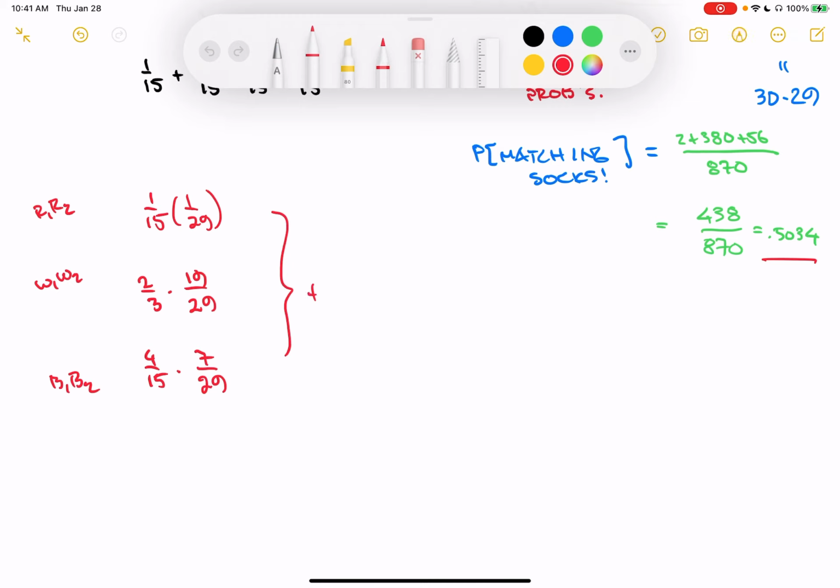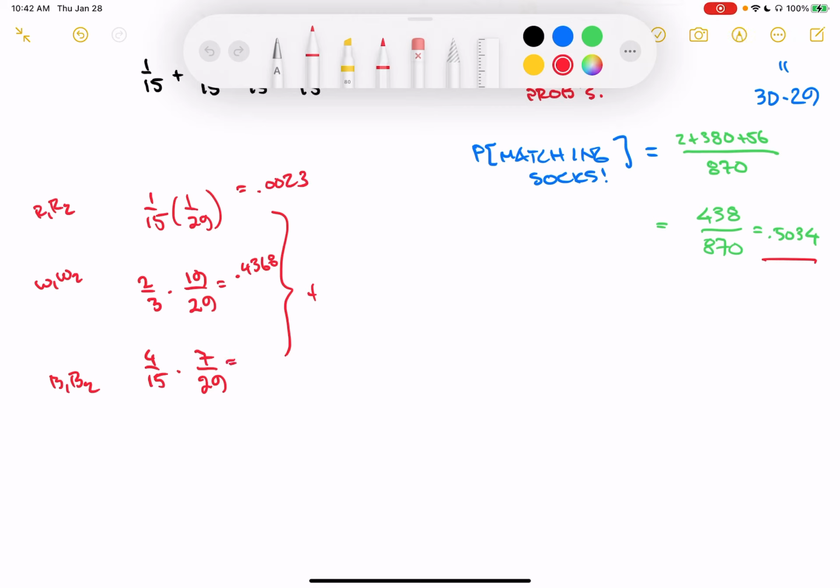If you sum those numbers up, I'm going to just carry it out on my calculator so that we can see this. So I'm going to take the first number, that's 1 over 15, and I'm going to take 1 over 29, and multiply them together. And this first one is like 0.0023. Very unlikely I'm going to get a pair of red matching socks. The next one, I'm going to have something like 2/3, and then I'm going to take 19/29, and multiply those together, and that's something like 0.4368. So pretty high likelihood of the white white.